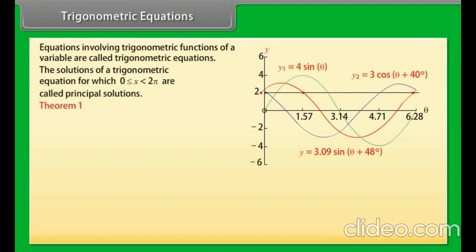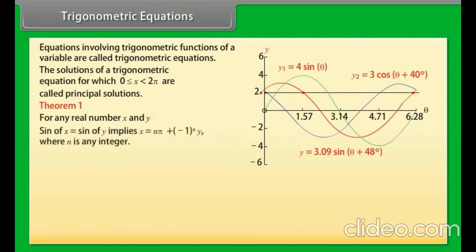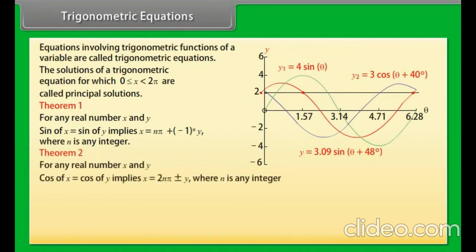Theorem 1. For any real numbers x and y, sin x = sin y implies x = nπ + (−1)ⁿ y, where n is any integer. Theorem 2. For any real numbers x and y, cos x = cos y implies x = 2nπ ± y, where n is any integer.